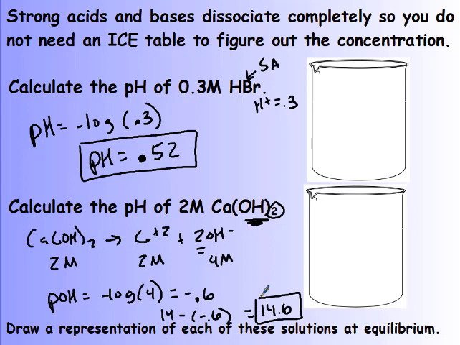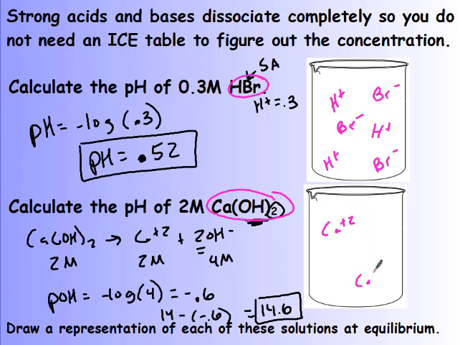If we were to draw a representation of these, let's go ahead and draw 3 molecules of HBr and 3 molecules of calcium hydroxide. Well, because they are strong, they should break up 100%. So that would be my H and Br, and then calcium hydroxide. I get 3 calcium, but I should get 6 hydroxides.